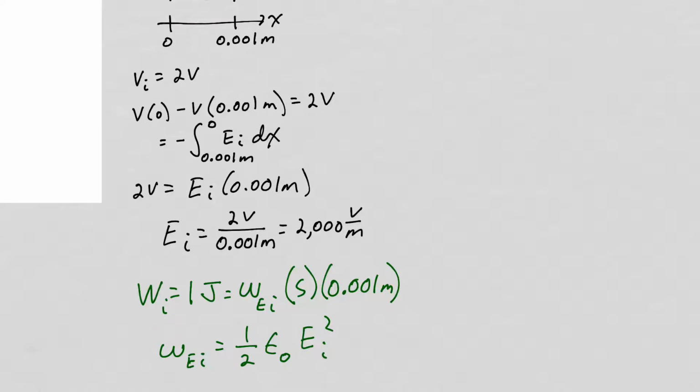We are told the initial energy stored on the capacitor is 1 joule, so that will equal the energy density inside the capacitor times the volume of the capacitor, which is the plate area times the plate spacing. So that initial energy density in the capacitor is 1/2 the permittivity of free space times the square of the initial electric field intensity.